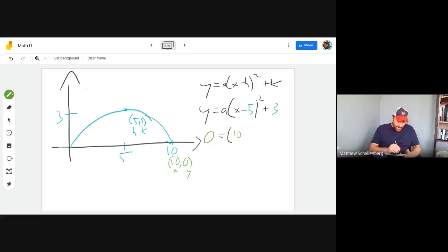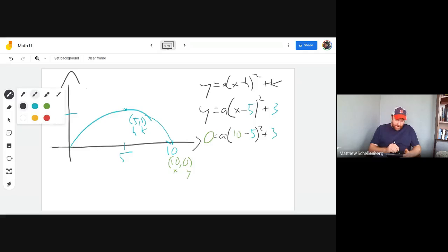10 minus 5, and then the whole thing is squared, plus 3. And solve for a, which I forgot to write. You know what? Let me... that's better. Okay, so at that point, now I just resolve that.